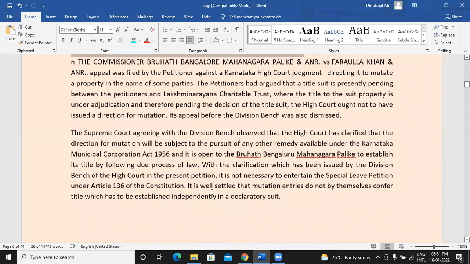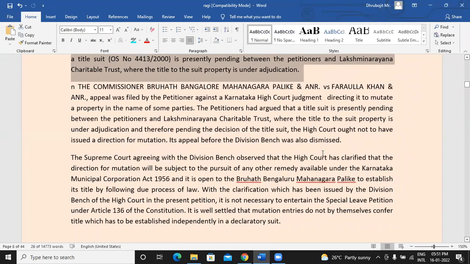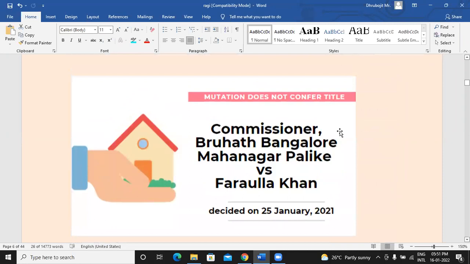And there were some other matters in the High Court also. The High Court had ordered BBMP to do the mutation of this particular property. Mutations are needed for the purpose of revenue payment, right? To pay property tax and all those matters, it is needed. So the High Court had ordered BBMP to get this mutation done. Now this was a case before the Supreme Court of India, wherein the Commissioner of BBMP filed this case against this person.